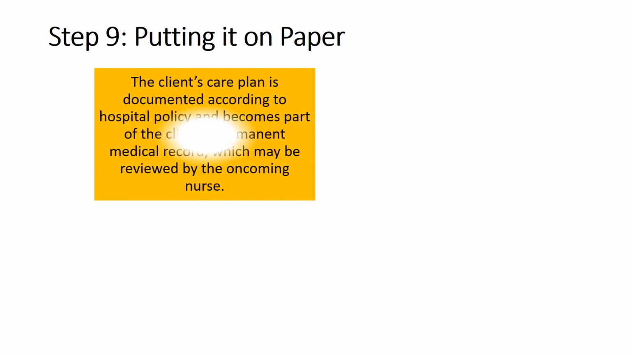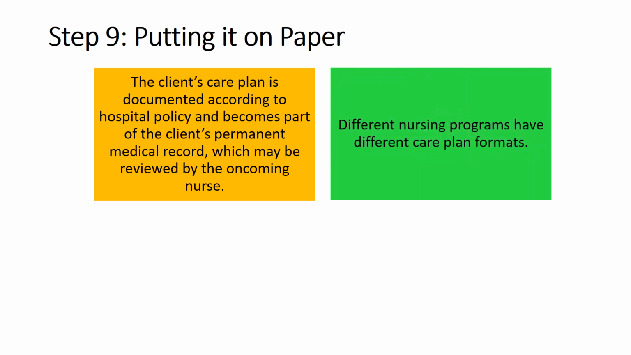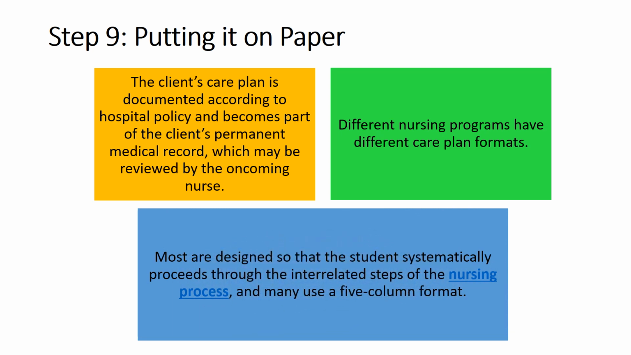The last very important step of writing a nursing care plan is putting it on a paper. The client's care plan is documented according to hospital policy and becomes part of the client's permanent medical record, which may be reviewed by the oncoming nurse. Different nursing programs have different care plan formats. Most are designed so that the student systematically proceeds through the interrelated steps of the nursing process, and many use a 5-column format. To know more about the different nursing care formats, please refer to the link given above this video.